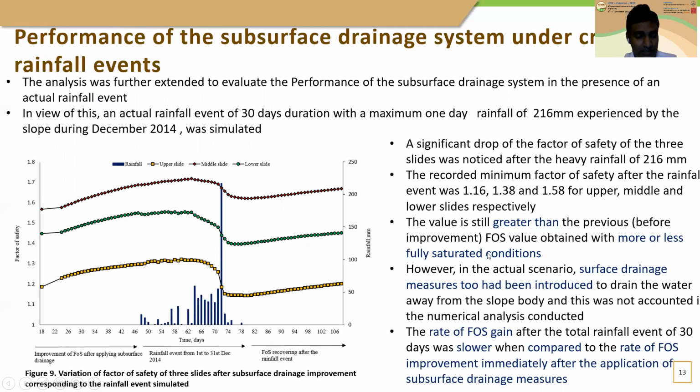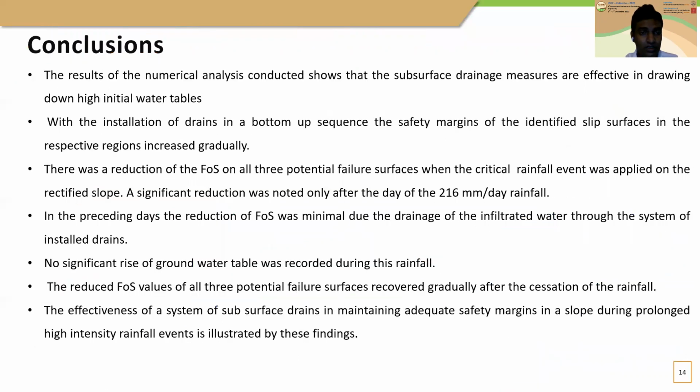However, it should be noted that the analysis only accounts for subsurface drains, but the site also has surface drainage measures installed. So the actual factor of safety values would have been higher than this. So the slope should have adequate safety margins during this critical rainfall event. So with that, I'm moving on to conclusions.